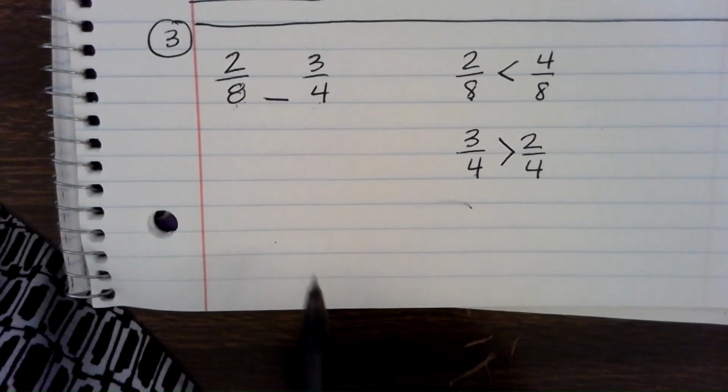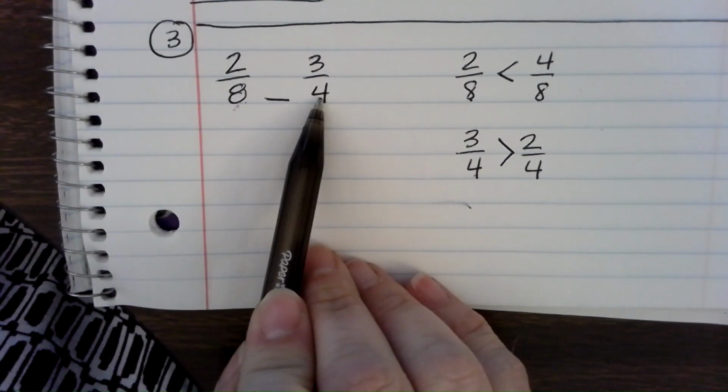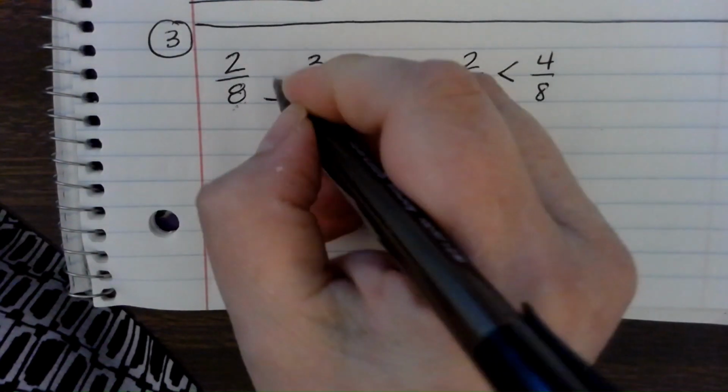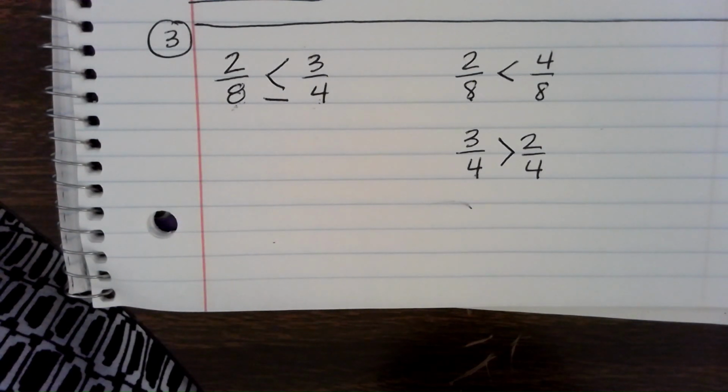So here's what I know. 2/8 is less than half. 3/4 is bigger than half. So which fraction is bigger? The 3/4. Which one would be bigger if it was 3/8?